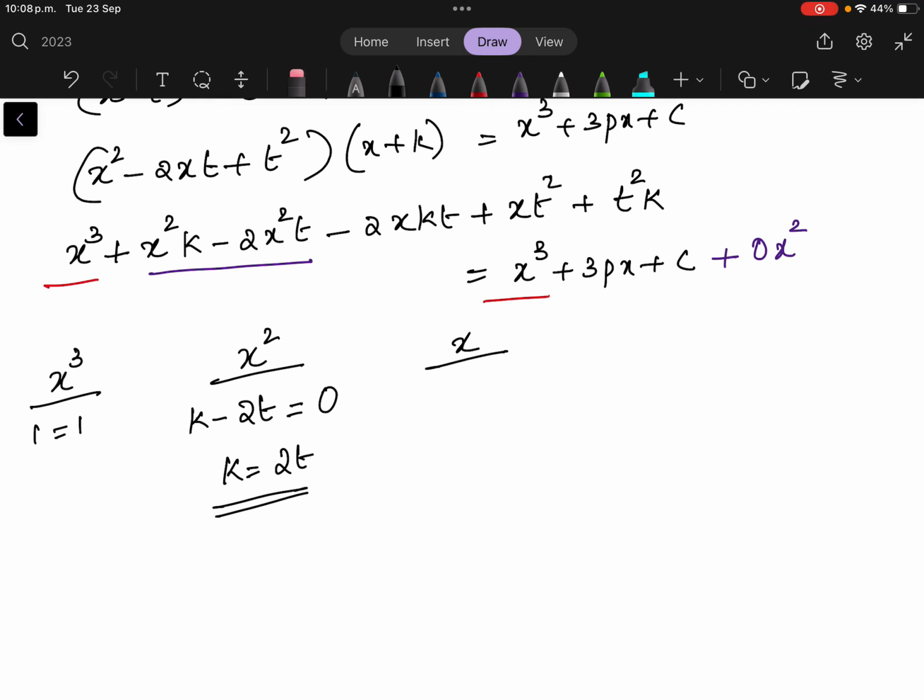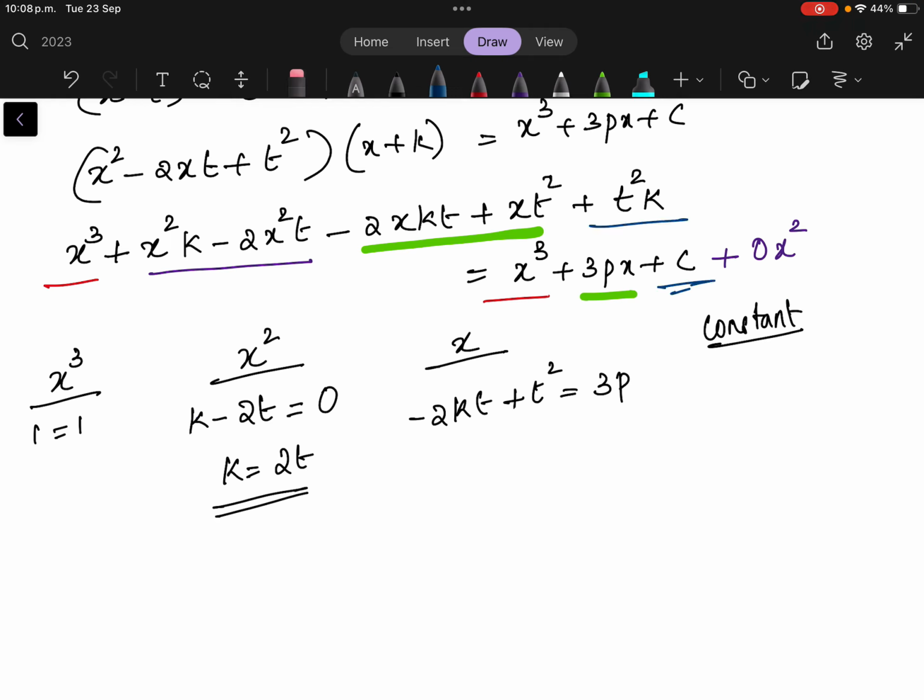Then you take the terms of x. For the terms of x, you have these two on the left hand side and this on the right hand side. So you write −2kt + t² is equal to 3p. We can't simplify this, so I'm just going to leave it like this. Then you go ahead with the constant terms. The constant ones are this and the c on the right hand side. So you can write t²k is equal to c.